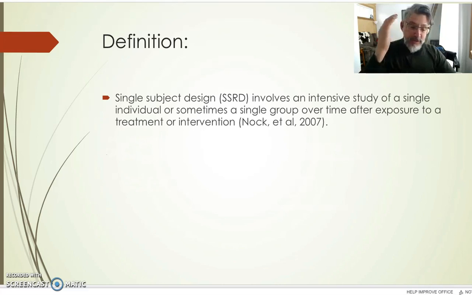So let's get on with the definition. A single subject design, or SSRD as we'll refer to it at times, involves an intensive study of a single individual or sometimes a single group over time after exposure to a treatment or intervention. Nock et al. in 2007 developed an extensive review of SSRD, and if you go into looking at his work, you're going to find that there's a lot of consistent reporting.